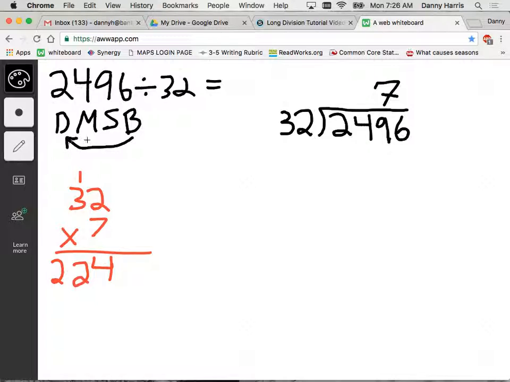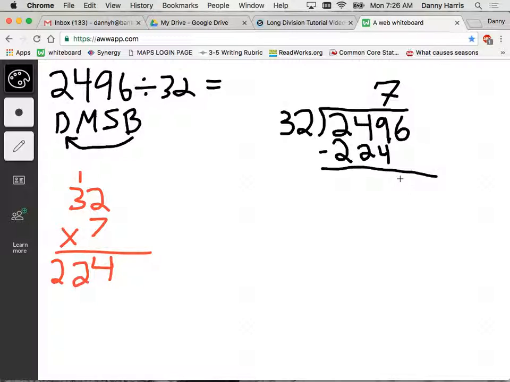That was the D. Now we multiply. We always multiply the number we just put up on top by our divisor. 7 times 32, which we already did that math, is 224. 224. And so now we subtract.